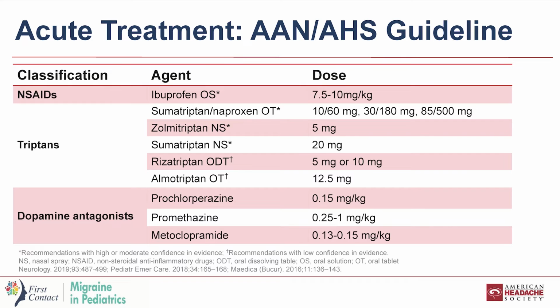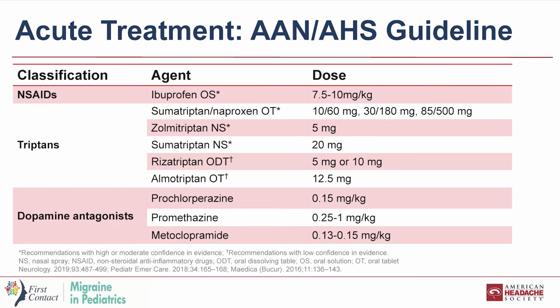We'll review a little bit from the AAN and AHS acute treatment guidelines for kids. The agents typically used in the NSAID category is going to be ibuprofen at a dose of 7.5 to 10 mg per kg. The triptans that have approval for use in kids are going to be the sumatriptan naproxen combination oral tablet, zolmitriptan in a nasal spray, sumatriptan in a nasal spray, rizatriptan as a melting tablet, and the oral tablet from almatriptan.